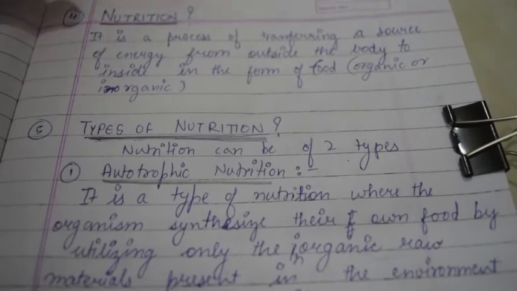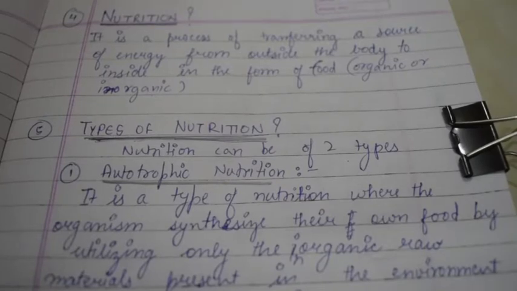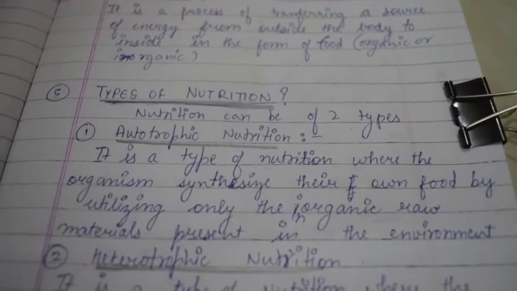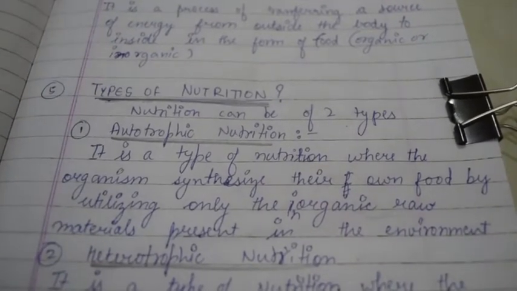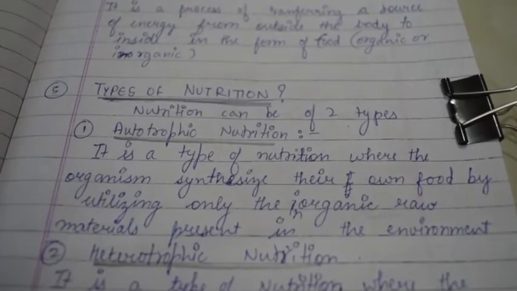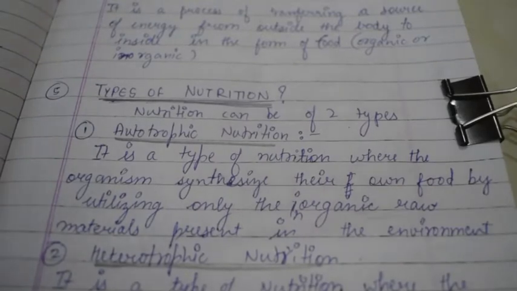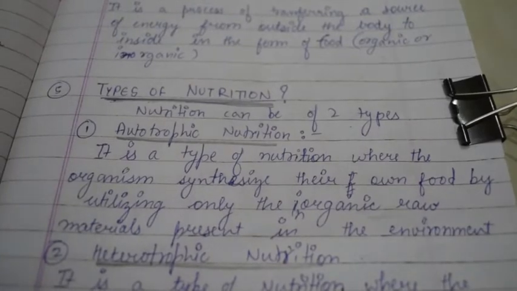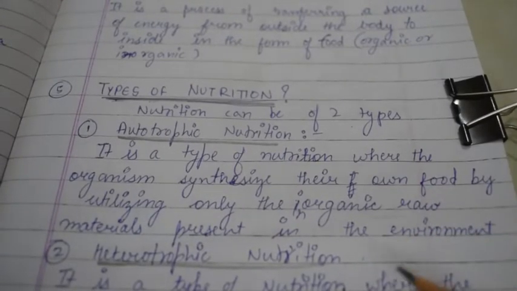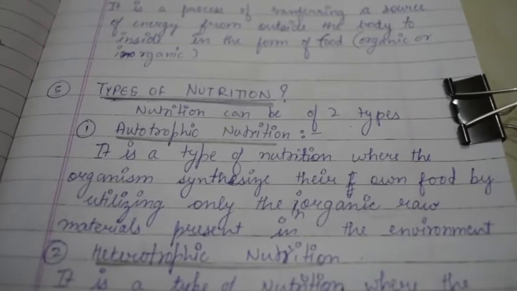Autotrophic nutrition is a type of nutrition where the organisms synthesize their own food by utilizing only the inorganic raw material present in the environment. The inorganic raw materials are like CO2, hydrogen, water, sunlight, etc. By utilizing them, autotrophs prepare their own food.